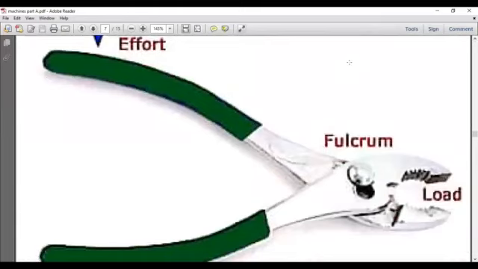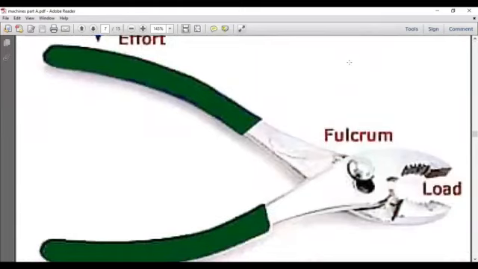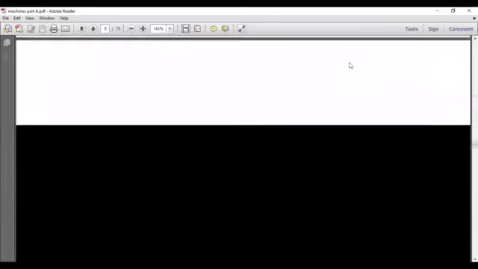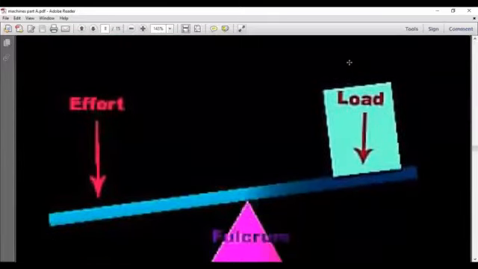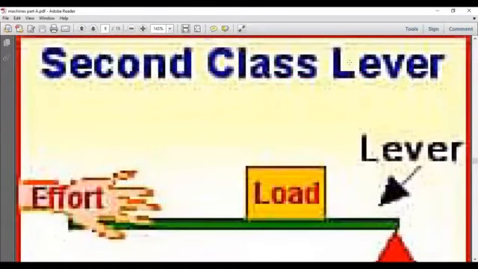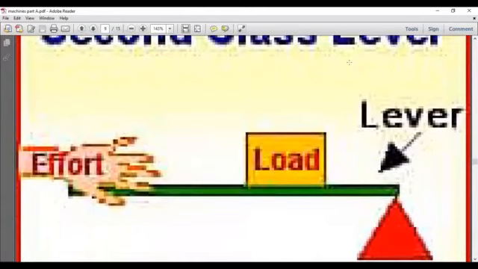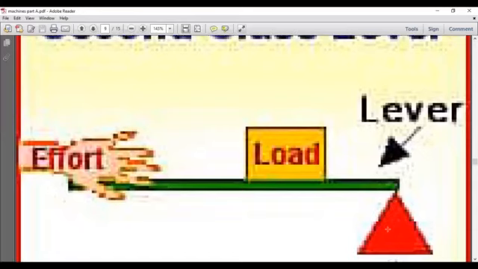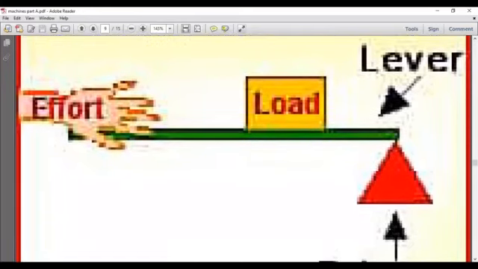So this is a class 1 lever, the fulcrum is in the middle. Here also, this is a class 1 lever, the fulcrum is in the middle. Okay, this is a class 2 lever here. Effort is here, load is here, this is the lever, and the fulcrum is here. This red triangular thing is the fulcrum. So this is a class 2 lever.